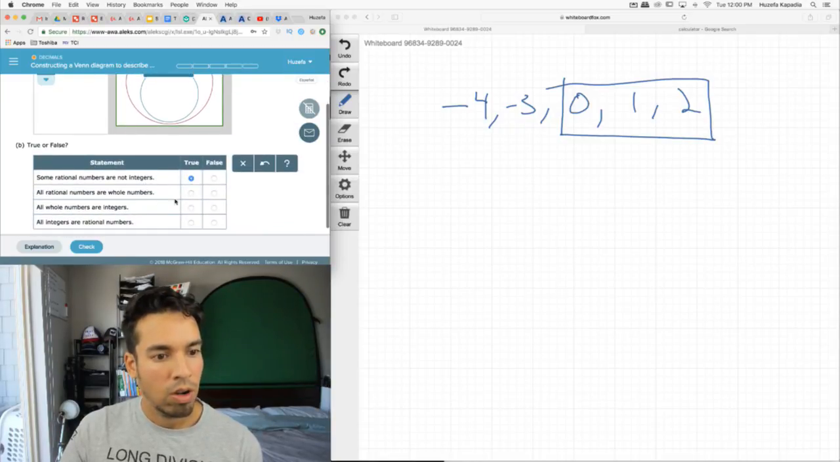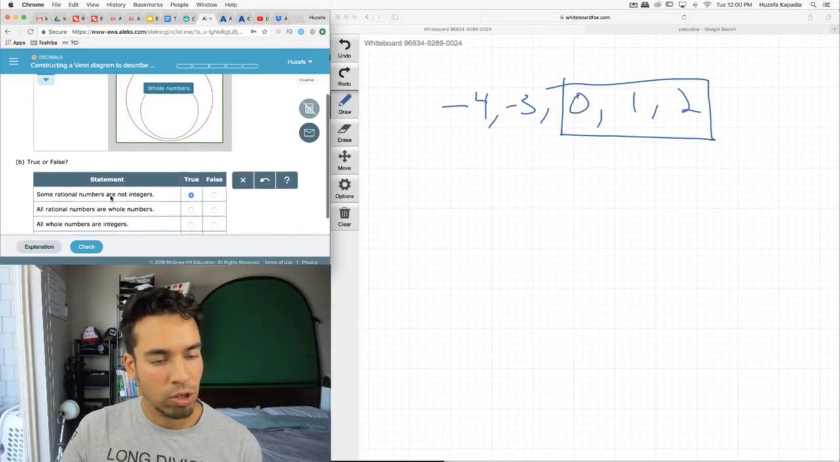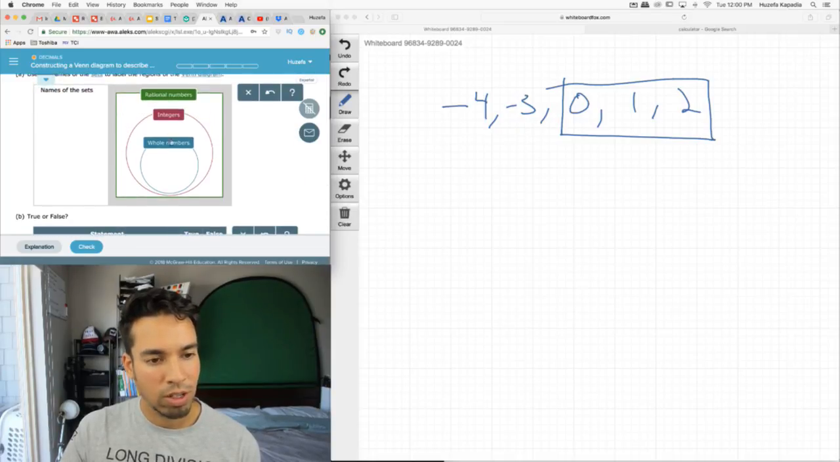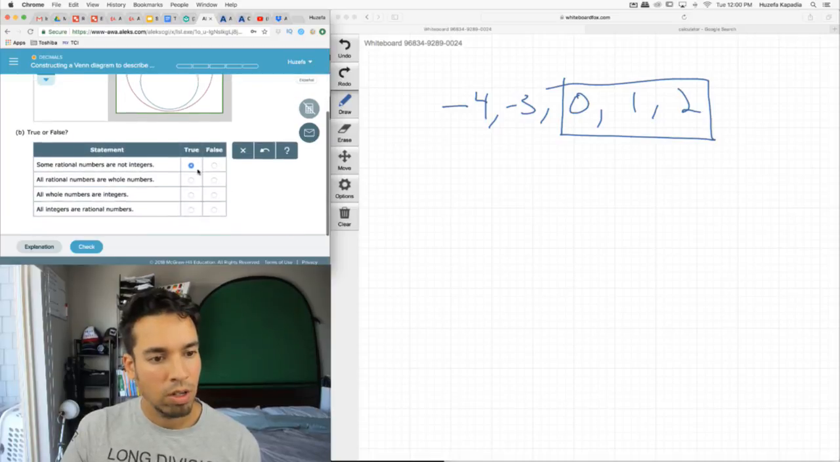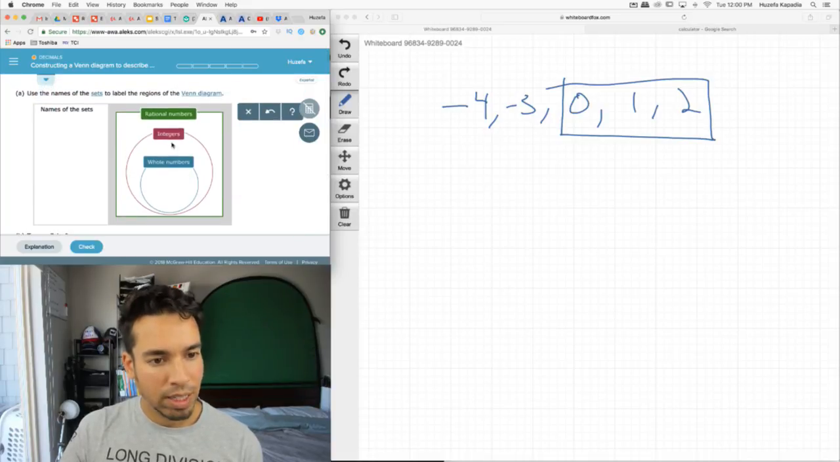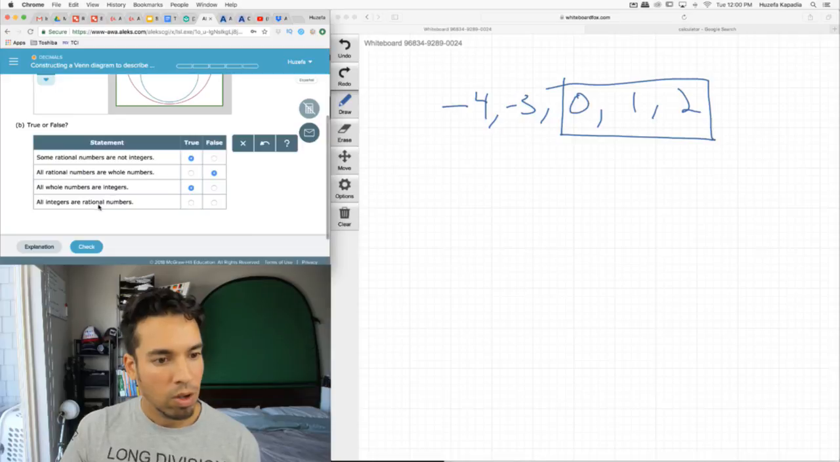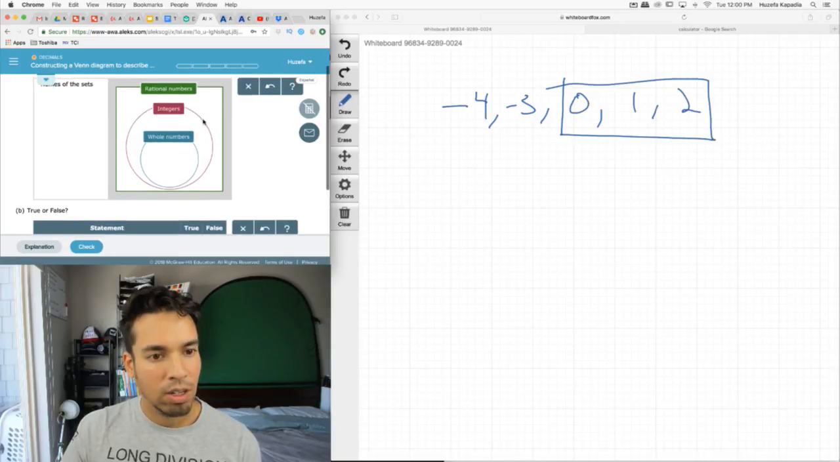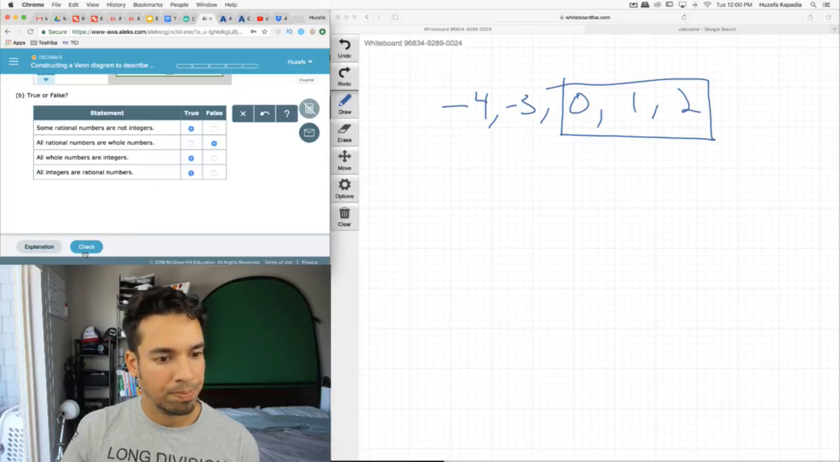True. All rational numbers are whole numbers. That's not true. We have rational numbers out here that are not whole numbers, and here too. Negatives, fractions, etc. All whole numbers are integers. Yes, because whole numbers are completely within the integer universe, so every whole number is thereby an integer. All integers are rationals. Yes. All integers fall within the rational universe, so true.